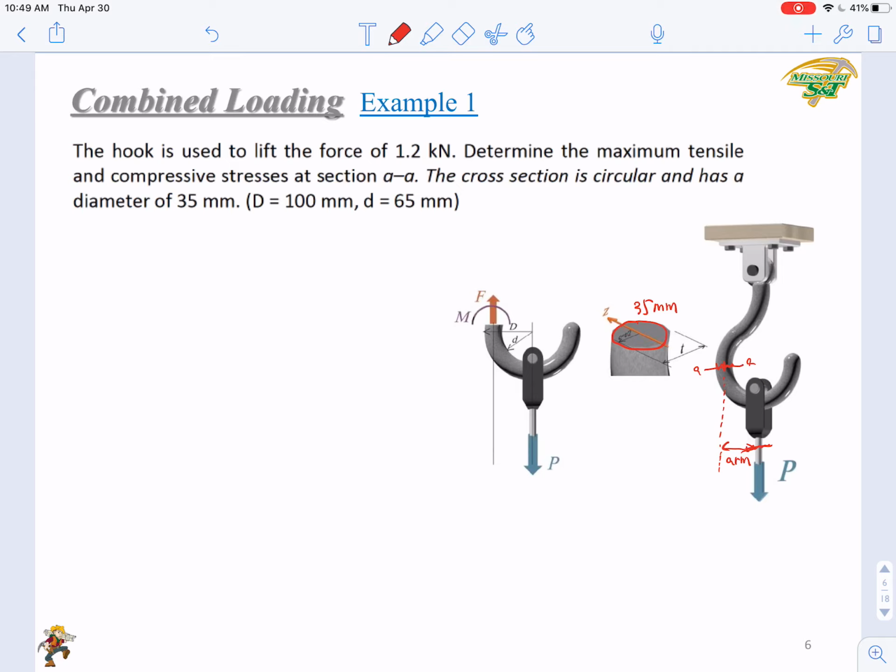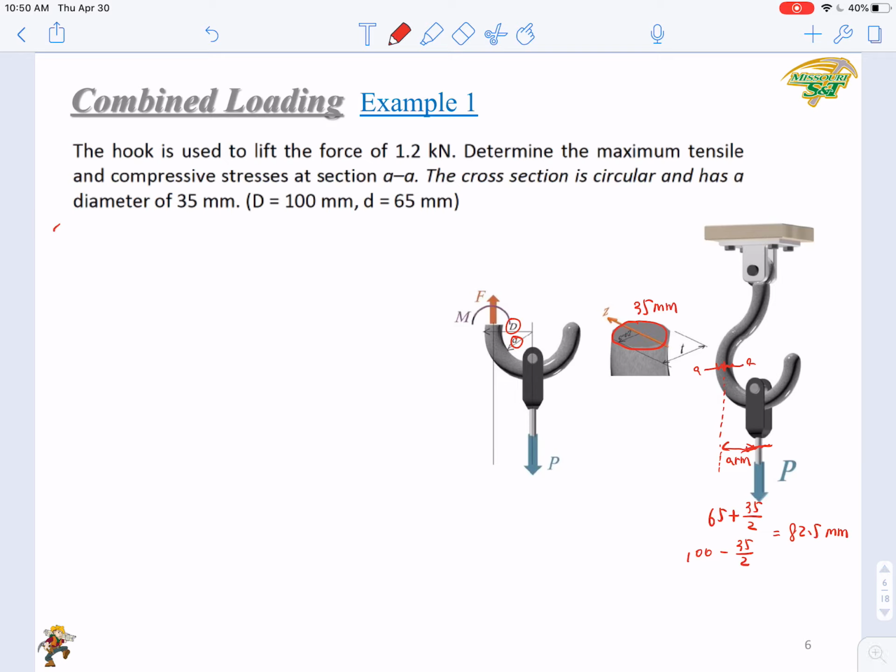So here, what is the arm? What is the value of this arm? We have been given two additional sizes, D here and D here, 100 millimeter and 65 millimeter respectively. So this arm would be either 65 plus 35 over 2 or 100 minus 35 over 2. Right? So the result will be 82.5 millimeter. Right? So this is the arm. Then we can start to do the calculations following several steps.